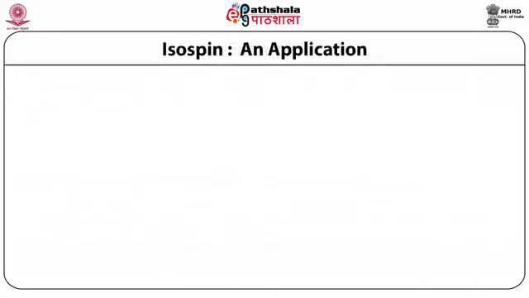I will now discuss another application of this from the field of isospin, which is akin to the ordinary spin, but it's called isospin because this is in a different space, which is called the internal space.